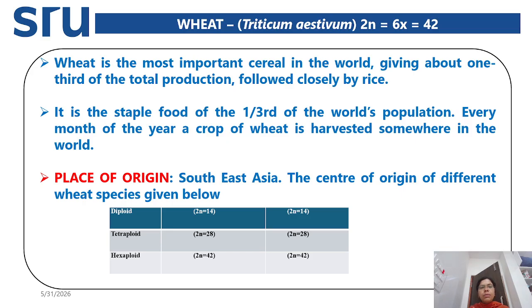And next, coming to the place of origin, the place of origin of wheat is Southwest Asia. And here we have three different types of wheat species based on ploidy: diploid species, tetraploid species, and hexaploid species. For diploid species, the chromosome number is 2n = 14. For tetraploid species, it is 2n = 28. And for hexaploid, it is 2n = 42.